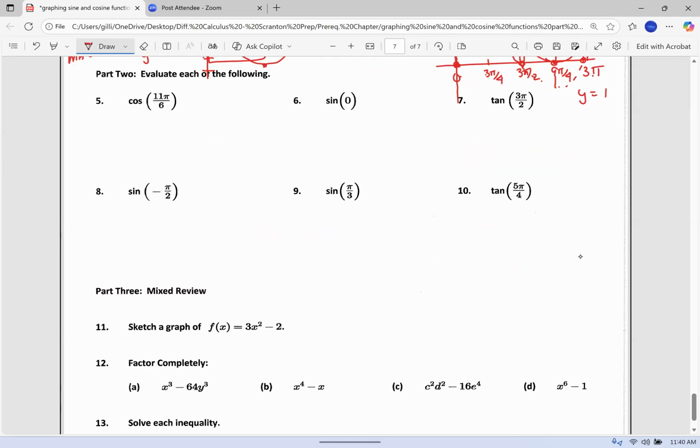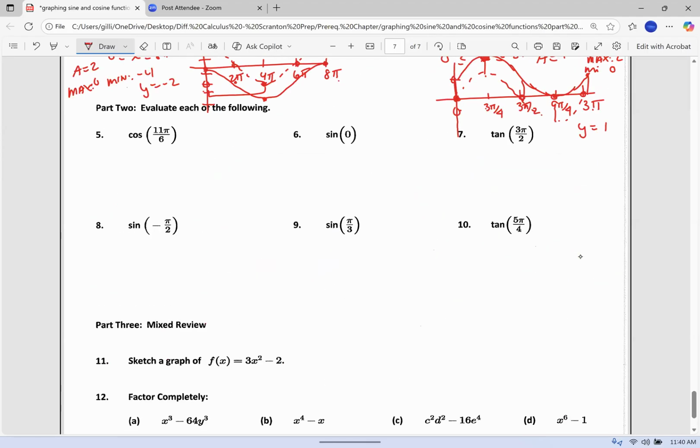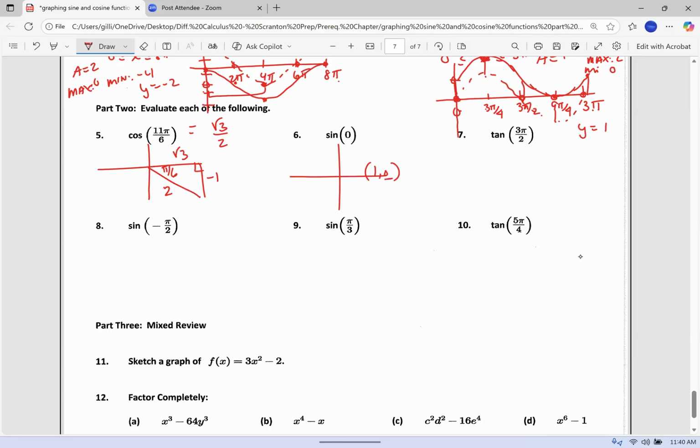All right, and the rest are all old problems really fast. 11 pi over 6. We should know that puts us here. This is pi over 6. -1, 2, √3. Cosine is x over r, √3 over 2. Sine of 0, it's quadrantal. It's right here. The y coordinate is 0. 3 pi over 2 is down here. That's 0, -1. Y over x, -1 over 0, is undefined.